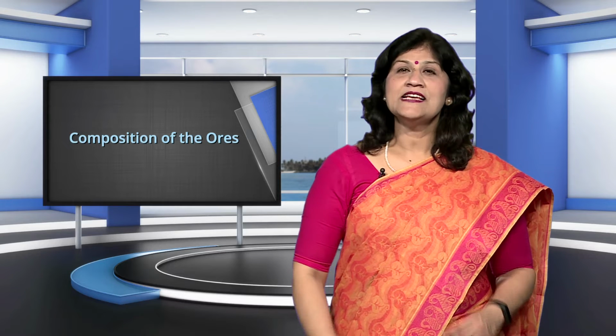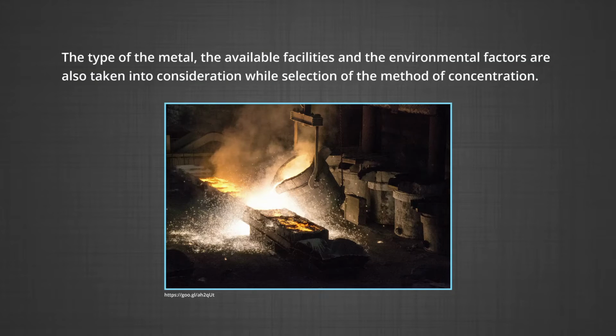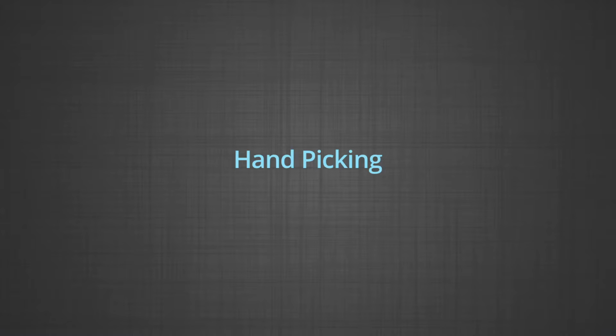It involves several steps, and selection of these steps depends upon the differences in physical or chemical properties of the compound of the metal present and that of the gangue. The type of the metal, the available facilities, and the environmental factors are also taken into consideration while selection of the method of concentration. Some of the important procedures are hand picking.